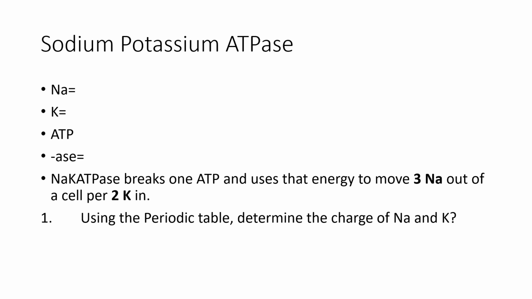Now, I want to talk about a special transmembrane protein called a sodium potassium ATPase. Now, trans means across. So a transmembrane protein means a protein that goes all the way across the membrane. This one is called sodium potassium ATPase. So it's going to deal with sodium, which I wrote here as Na, potassium is K, and ATP, adenosine triphosphate. The ase is an enzyme that breaks it. And what ends up happening is sodium potassium ATPase breaks 1 ATP and uses that energy to pump 3 sodium out and 2 potassium in.